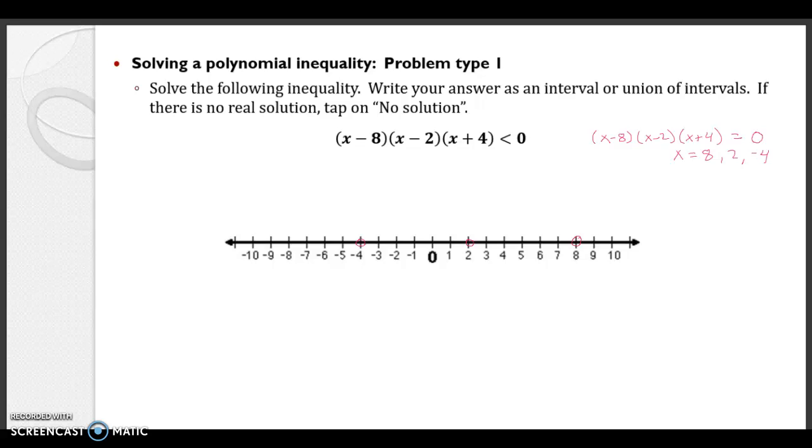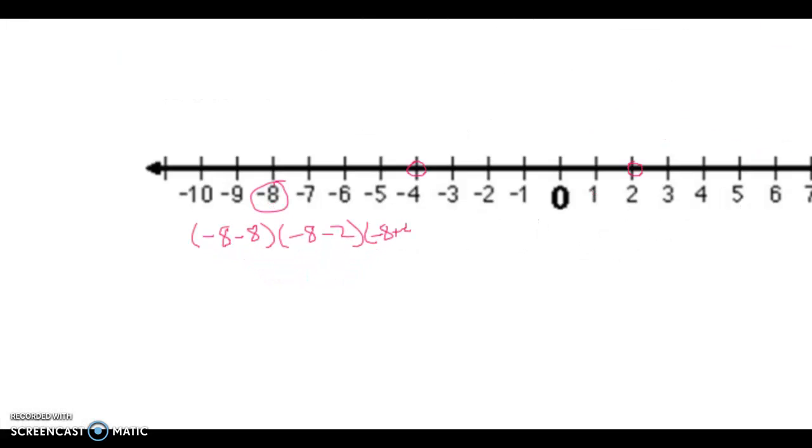So let's go ahead and test any point from -infinity to -4. Let's just check -8. So if I plug that in, -8 minus 8 times -8 minus 2 times -8 plus 4. I'm going to write that small. This is going to be a negative times a negative times a negative, which is going to give me overall a negative.